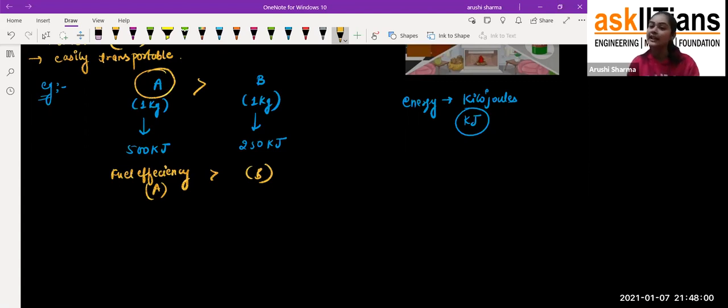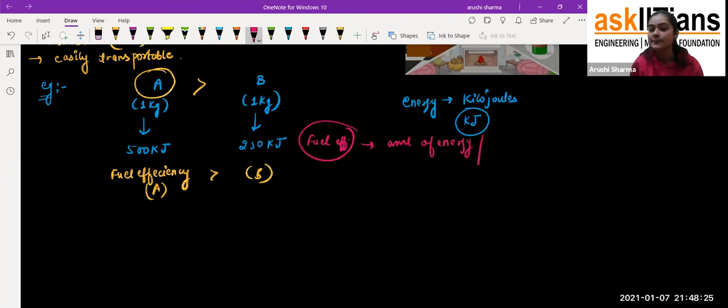Even though we are taking equal amounts, A is producing more heat, so more energy. That is why the fuel efficiency of A is more. So what is fuel efficiency, students? Fuel efficiency is the amount of energy per unit mass. Okay, this is the fuel efficiency.